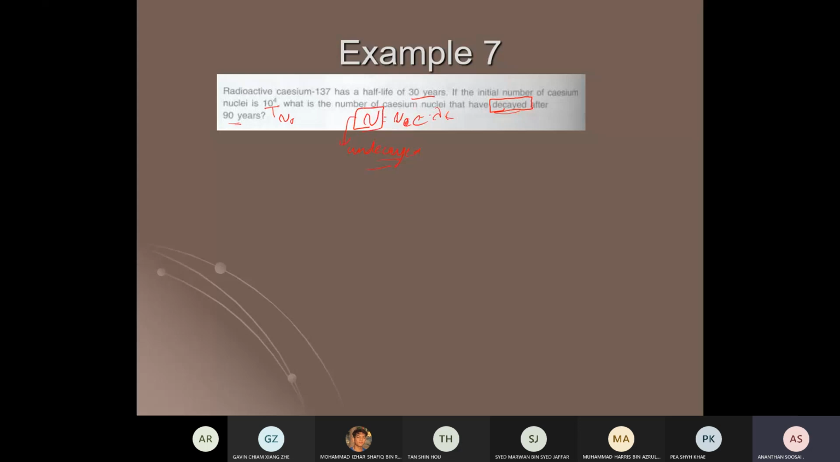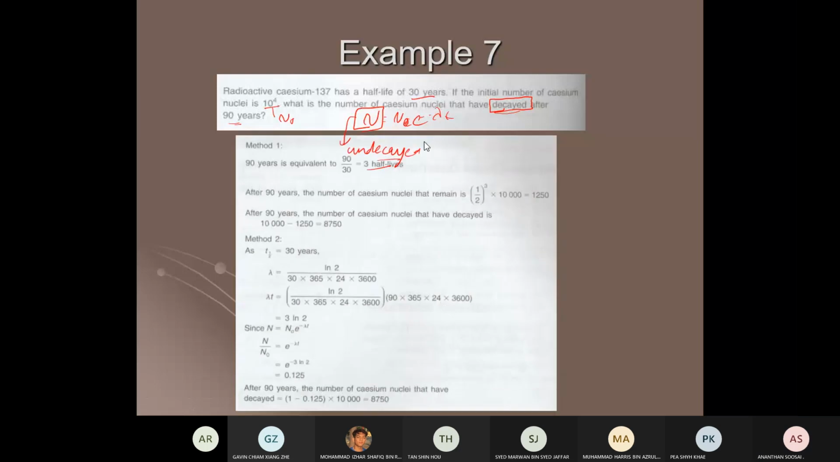So I think you can use this formula. You can use this formula to find the N, but the N you obtain is undecayed. Then how do you find the decayed? Just N naught minus this N, you get the one already decayed. So I think the formula you are supposed to use here is the second formula. Right? This is the working.